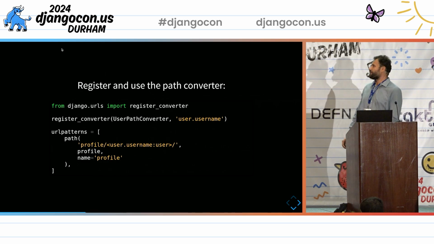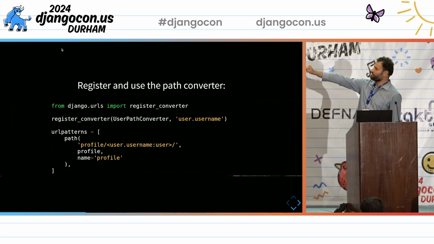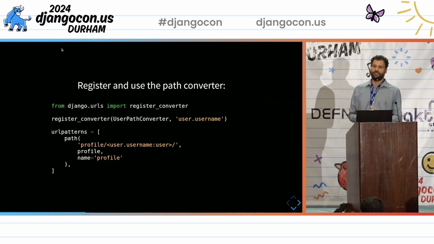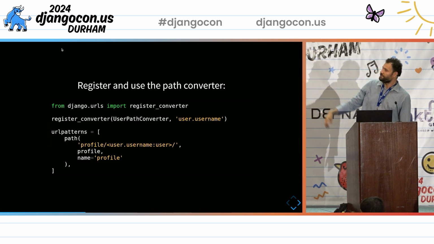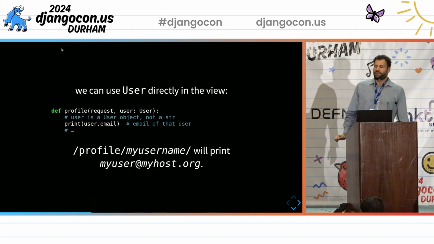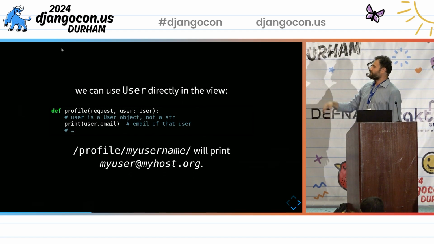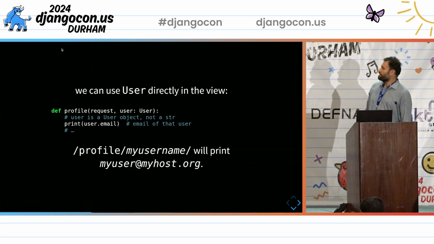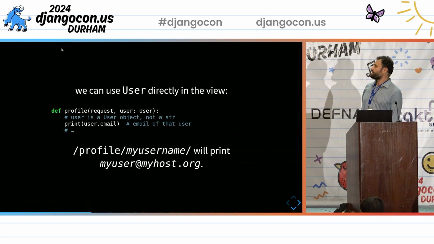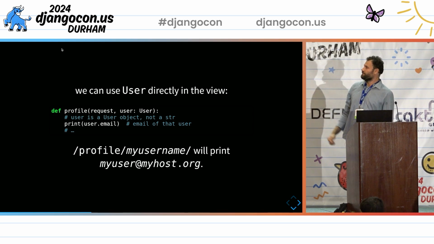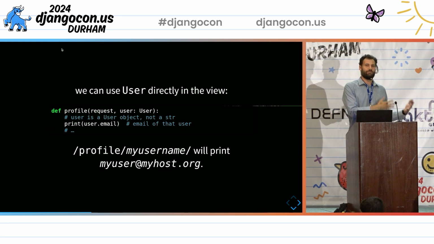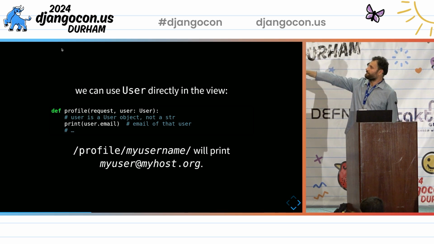Now we can, just like the date path converter, register our user path converter as user.username. That makes it clear what model we are talking about and what field we are using. And then we can define a path like profile, user.username, user. And so now what happens, if we have a view that is linked from that path, we can use the user parameter as a user object. So for example, if we print user.email, it will print the email of the user. So behind the curtains, Django will already have made the query and knows for sure such an object exists before even triggering the view.